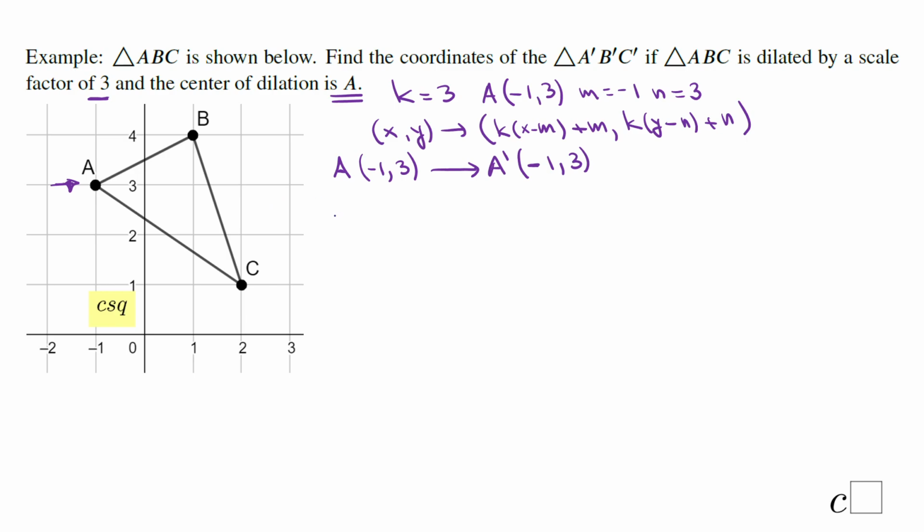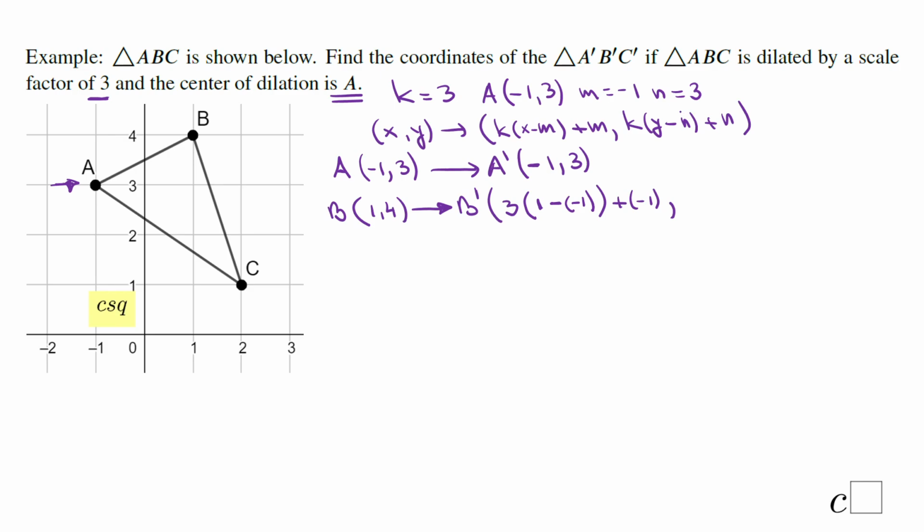Let's move to B, where we have to do work now. Point B is 1 and 4. So let's see what B prime will be. Again, dilation by a scale factor of 3. So we're gonna have K is 3. Then we have X is 1, minus M, minus negative 1, because M is negative 1. So be careful here with these parentheses, and then plus M, plus negative 1.